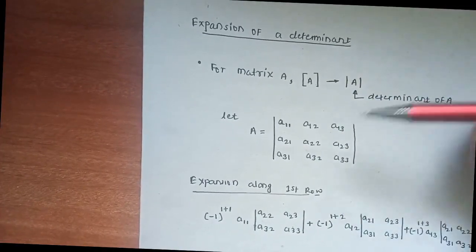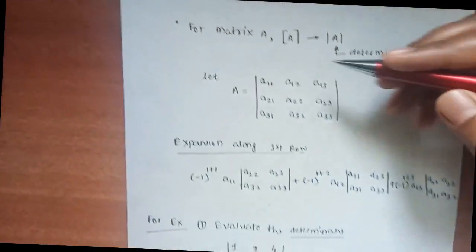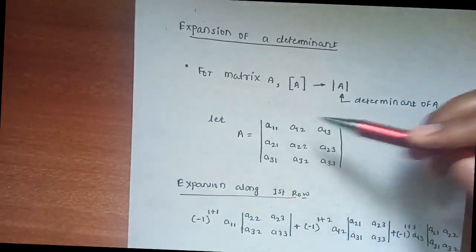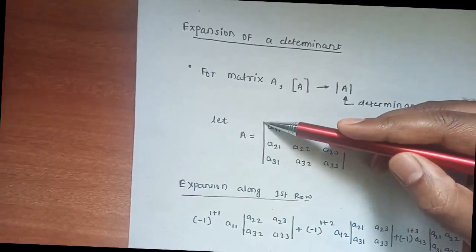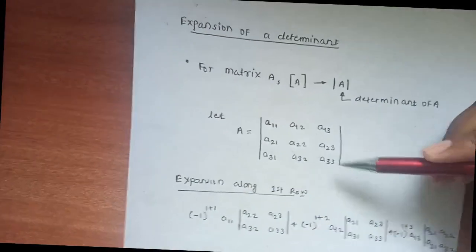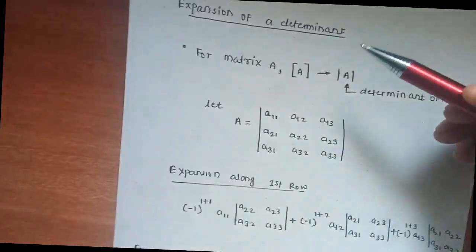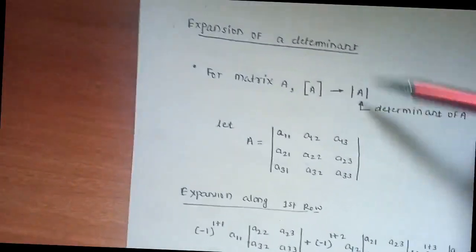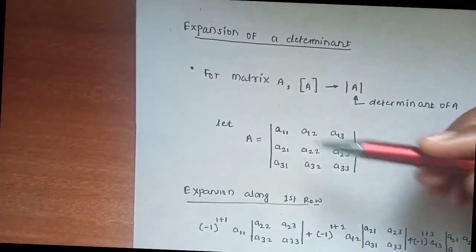So this is the determinant part actually. This is the determinant they have given here. Remember, for a determinant you just have to draw two horizontal lines. It's not like brackets, as in the case of matrices. So this is the matrix sign and this is the determinant.